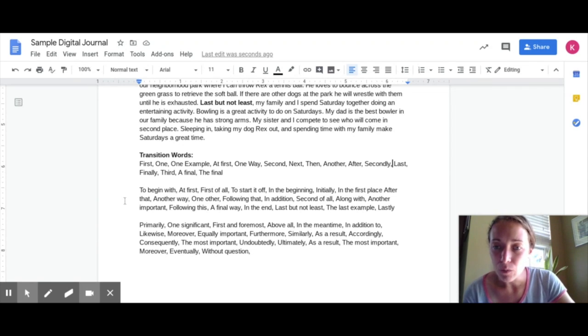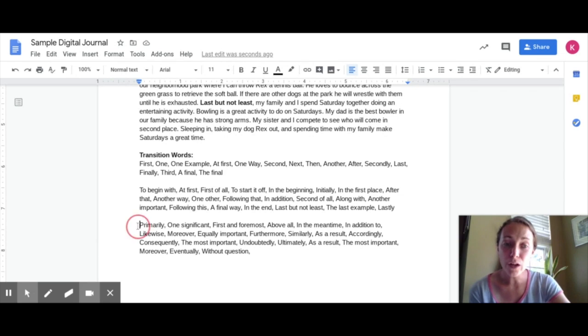We have to begin with, at first, first of all, to start it off, in the beginning, initially, in the first place, after that, another way, one other, following that, in addition, second of all, along with, another important, following this, a final way, in the end, last but not least, the last example, and lastly. So as you can see, you can still see part of my paragraph from up above, and bolded here is last but not least. So the author of this paragraph decided to use a more advanced transition word.